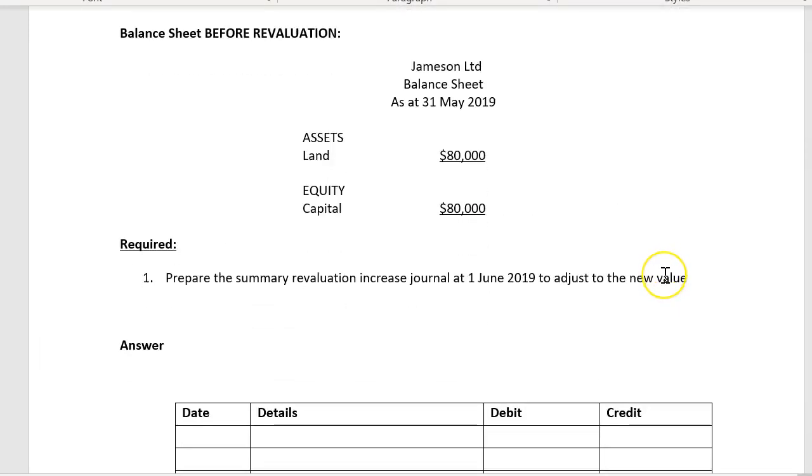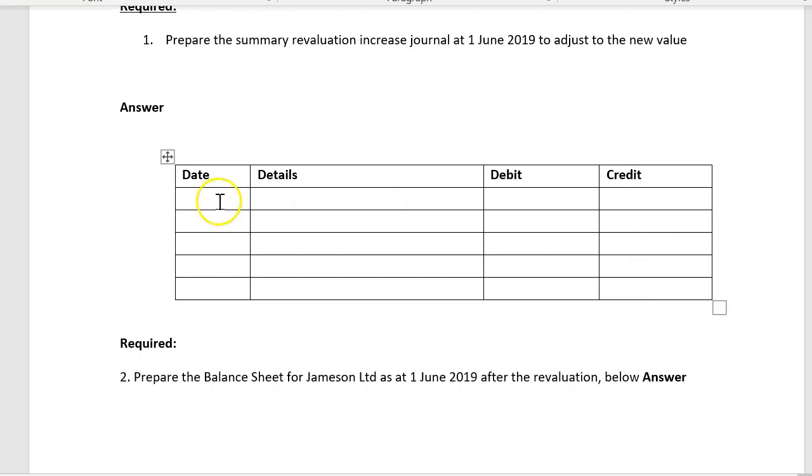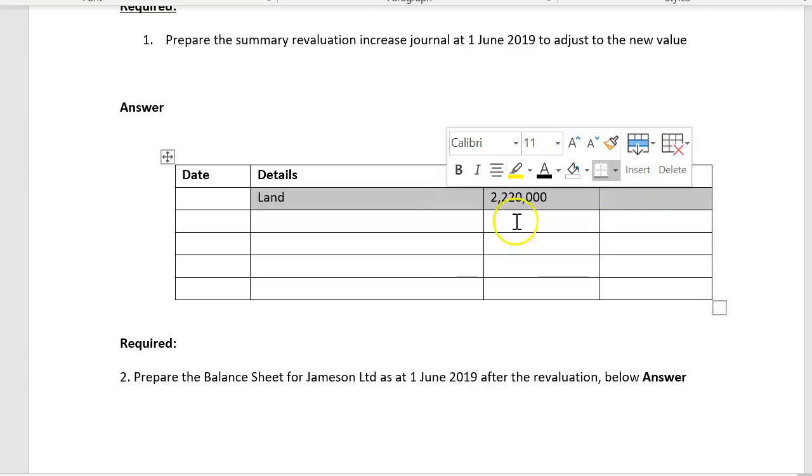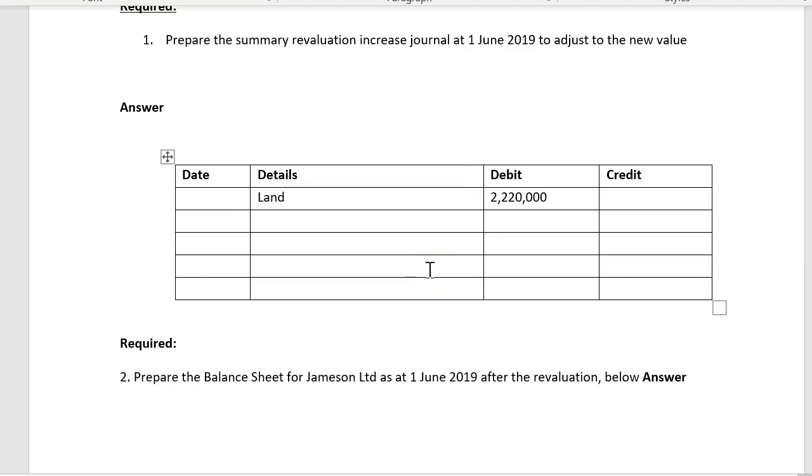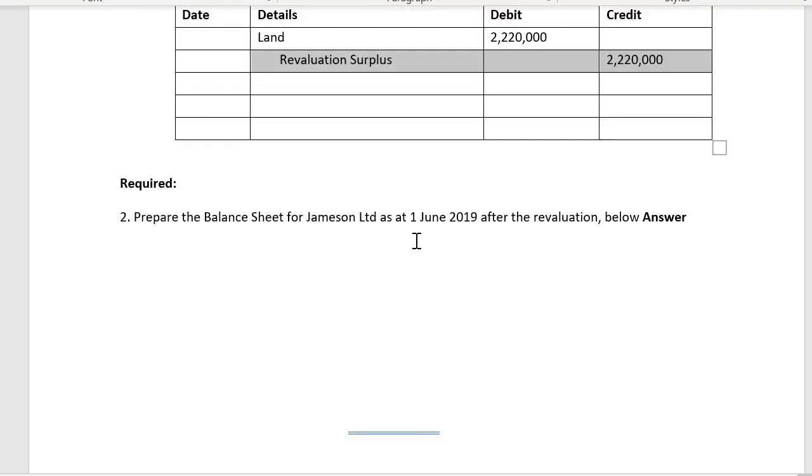Okay, so how do we record this increment? You need to debit land at 2,220,000 and credit revaluation surplus, which is 2,220,000. Revaluation surplus is an equity account, so it is part of equity.